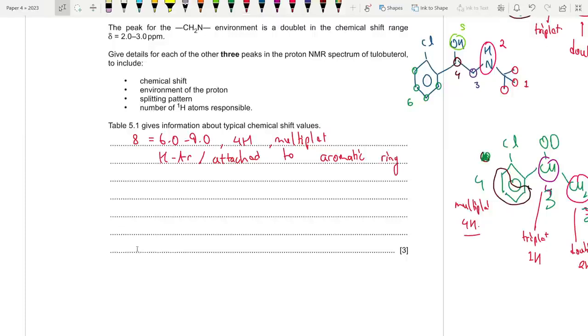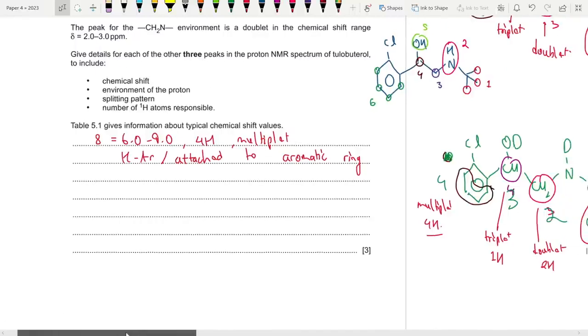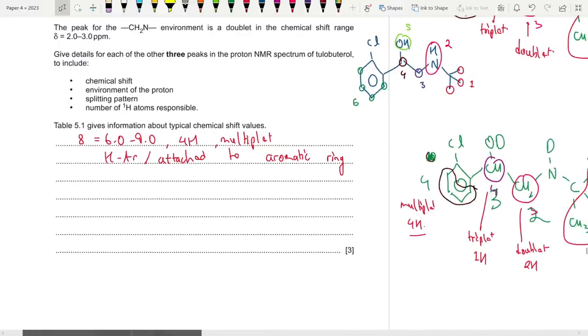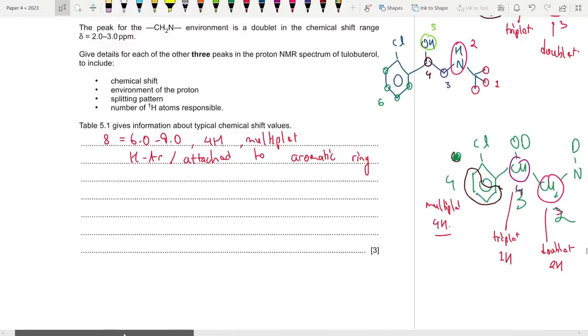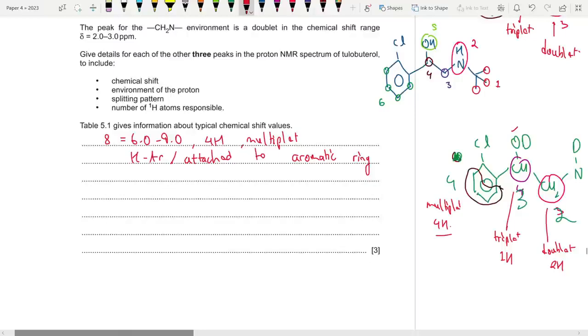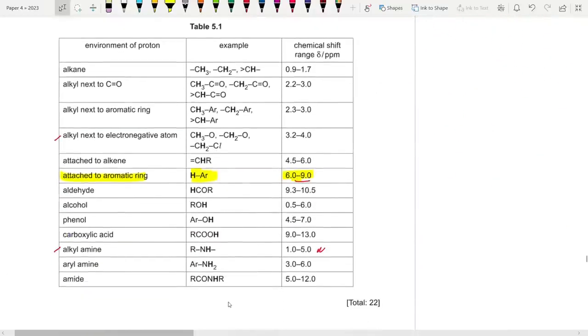Next, let's go from left to right. Okay, let's talk about the triplet. The CH is connected to an oxygen, or it is connected to the aryl ring. Anything works, but the oxygen actually gets priority. Okay, the alkyl next to an electronegative atom, oxygen. Alkyl next to electronegative atom, this one.